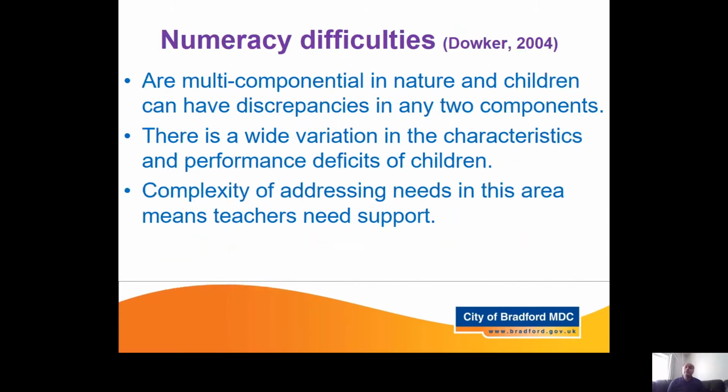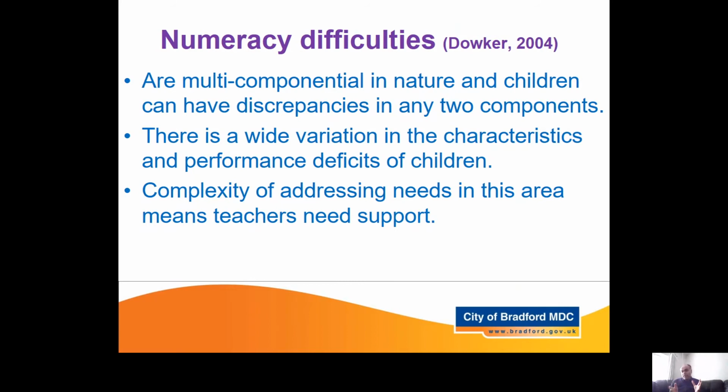But numeracy difficulties are quite difficult. They're multi-componential in nature, so you can have discrepancies in any two components, and there's a wide variety of characteristics and performance deficits in children. It's so complex to address this area that teachers need support from professionals like specialist teachers and educational psychologists.